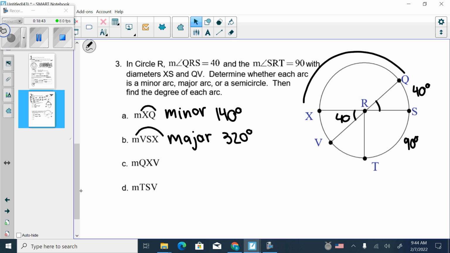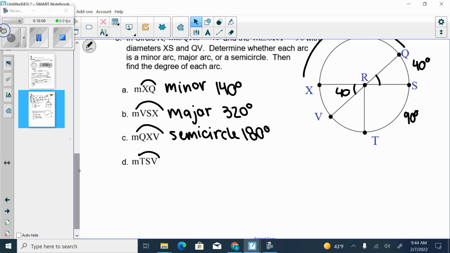All right. The measure of arc QXV. What kind is that? Oh, sorry, QXV, sorry. Semicircle. Good. Which means it measures exactly 180. Good. All right, and then last, they want to know the measure of arc TSV. Major, good. And it's how many degrees? 10. Very good. All right.